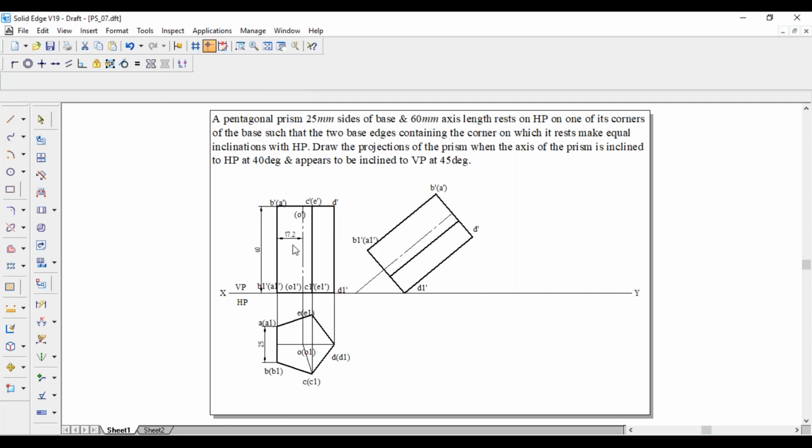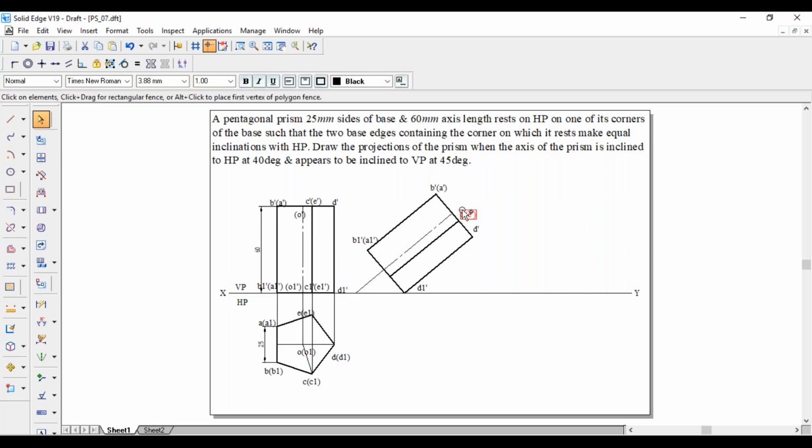So C dash in the bracket A dash. This one is in the bracket O dash. In the bracket O1 dash. C1 dash in the bracket E1 dash. This angle is 40 degree.